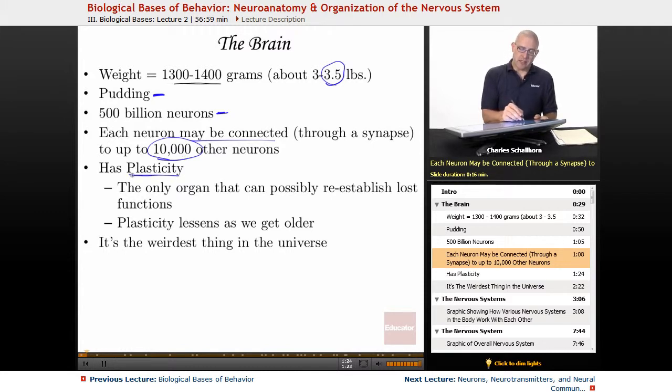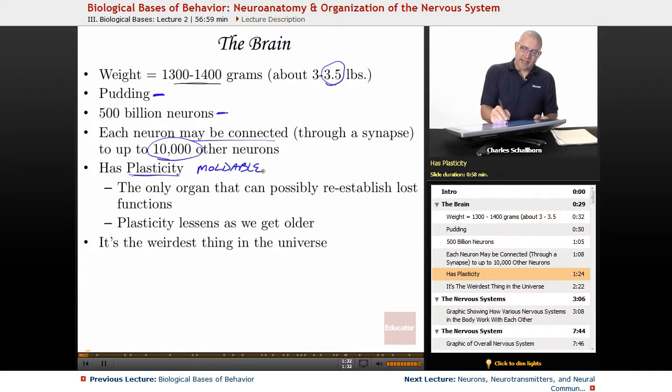And it has plasticity. We talked about this before. Remember that plasticity has the idea of plastic, and plastic is a substance that's moldable. And so plasticity here talks about the moldability of function. And so if there's a lost function or if there's damage to the brain, we may be able to get it back through rehabilitation and a retraining of the brain.